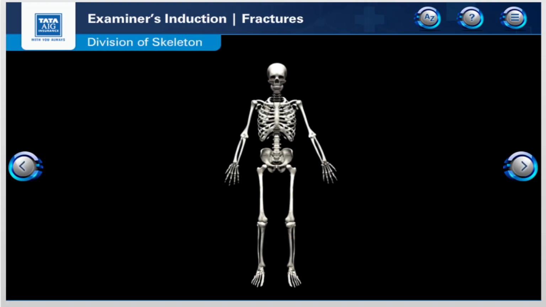Let us start with the division of skeleton. Skeleton is divided into two parts: the axial skeleton and appendicular skeleton. The axial skeleton consists of skull, spine, and rib cage. The appendicular skeleton consists of upper limbs, lower limbs, shoulder girdle, and the pelvic girdle.